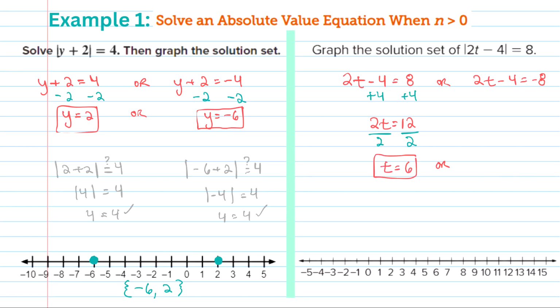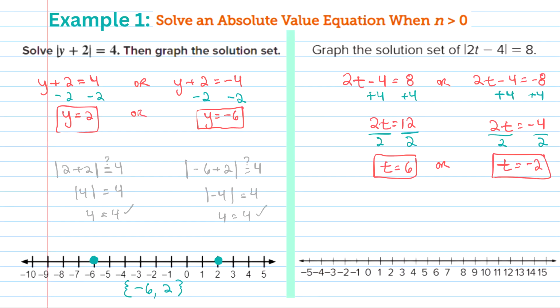Or we might have the case here, so we're going to add 4. So this 2t minus 4 equals negative 8. We're going to add 4 to both sides, just like we did on the other equation there. And then we're going to have 2t equals negative 4. And then the last step is to divide by 2, and we get t equals negative 2.